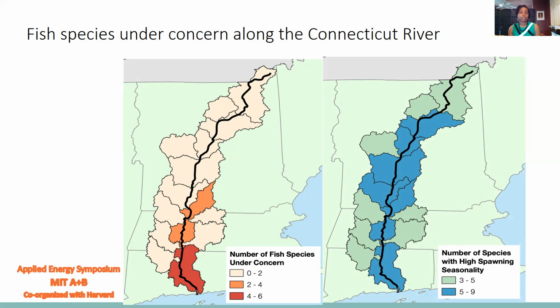We also see that the number of species with high spawning seasonality does vary across the Connecticut River, where there's a lot of spawning occurring in the middle and upper regions of the river. And that is going to also be something that hydropower operators will need to take into account, because this will impact the ability of juvenile fish to have a healthy environment to grow.